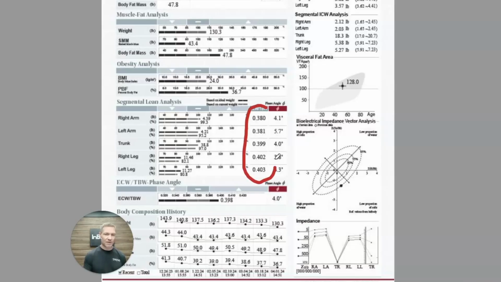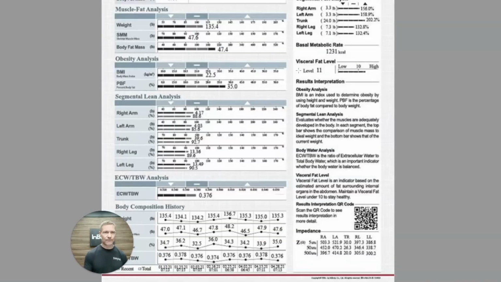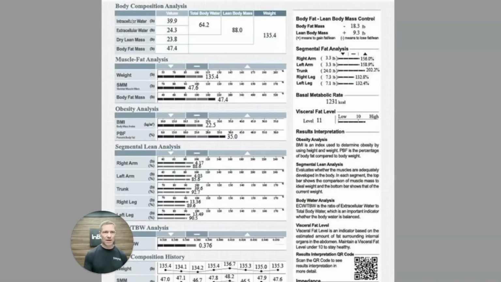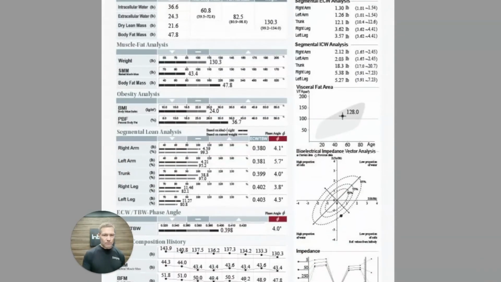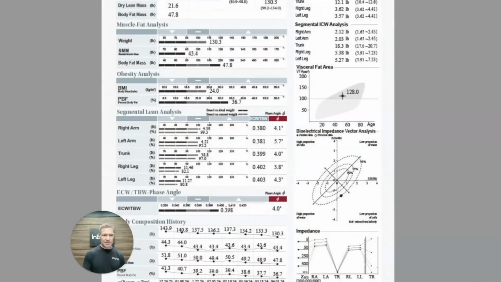So let's take a look at your ECW to TBW. And we have it displayed on the 580 as a whole body, and then we have it displayed here segmentally. So what is this saying? This goes back to the top of the result sheet, in which we had the extracellular water, intracellular water. We're now displaying this as a ratio in the body. So when we look at that, your ECW to TBW is saying, in this case, Jane has 39.8% of the water in her body sits outside of the cells, extracellular water.